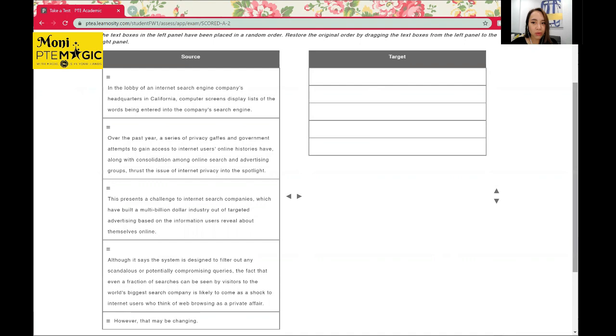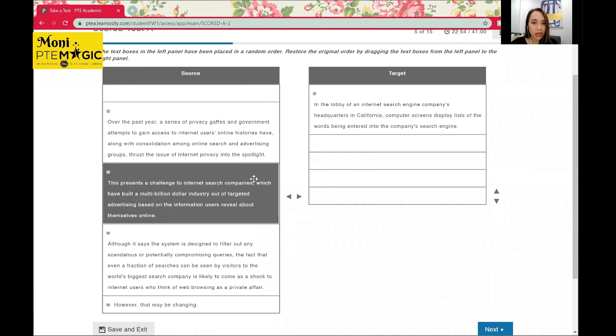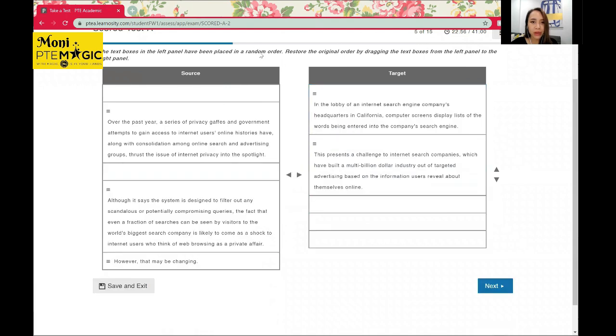You can see one pair here, which is this one and this one. Because it says that in the lobby, right? When you go into the lobby of the internet search company, I think it's Google, you see that a computer screen shows a list of the words being entered into the company's search engine. So whatever we search on Google, it shows in the lobby. So the whole thing presents a challenge to internet search. Oh, no. Sorry.